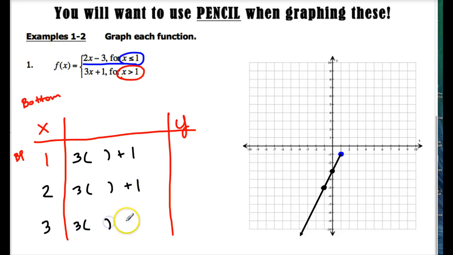And 3 times 1 plus 1 is 4, 3 times 2 plus 1 is 7, and 3 times 3 plus 1 is 10. So now I have these points to graph.